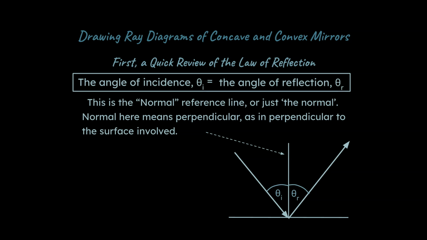First though, I do want to remind you of the law of reflection. And it's real easy. That is just the angle of incidence is equal to the angle of reflection. So this angle, as measured to the normal, is equal to this angle over here. Light behaves in this way, and that's just something you're going to want to keep in the back of your mind as we do this kind of thing.